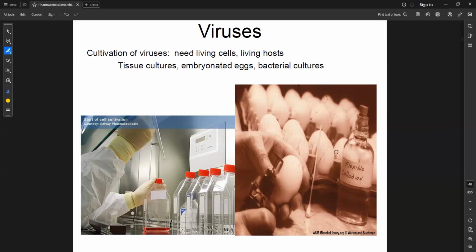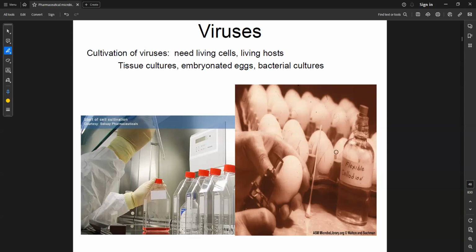So HeLa cells are basically what we use to cultivate bacteria and viruses, because they give a good view of what the cell is like. But I mean, of what the virus multiplication process, infection process is like.